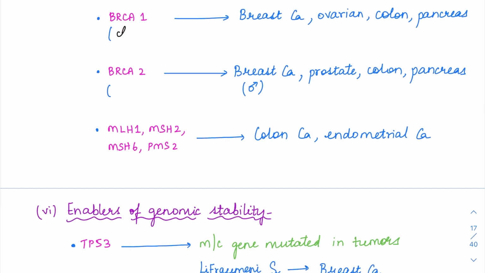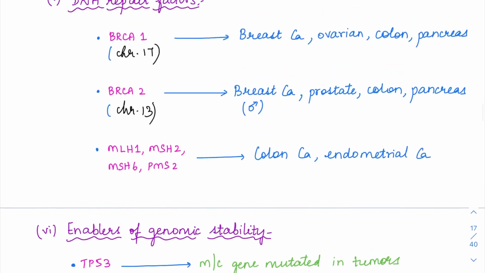BRCA1 is going to be present on chromosome 17, while BRCA2 is going to be present on chromosome 13. These BRCA1 and BRCA2 are going to be causative for the syndrome called hereditary breast ovarian syndrome. So breast and ovarian carcinomas you are going to have, and especially in BRCA2, it is going to be male breast cancer. So both male and female can be affected, but male breast cancer is usually associated with BRCA2.